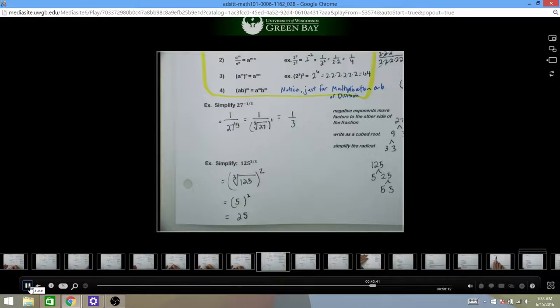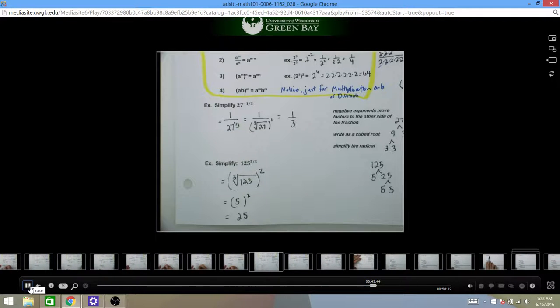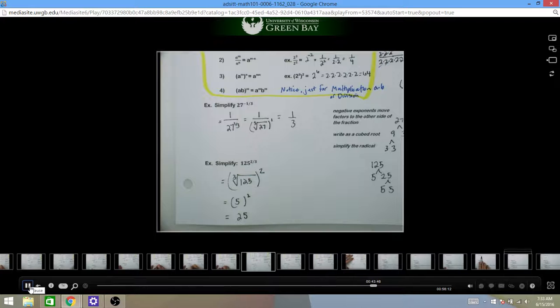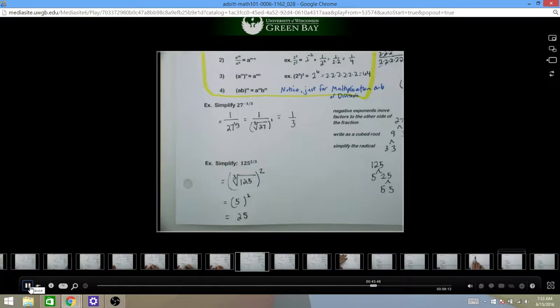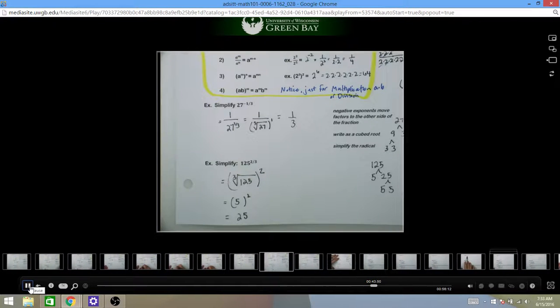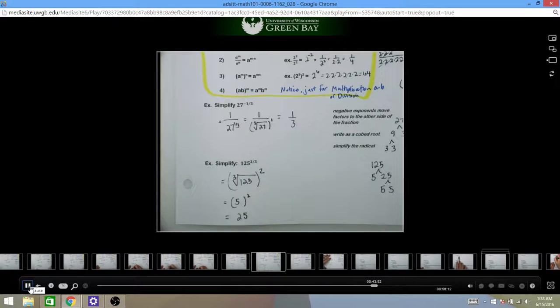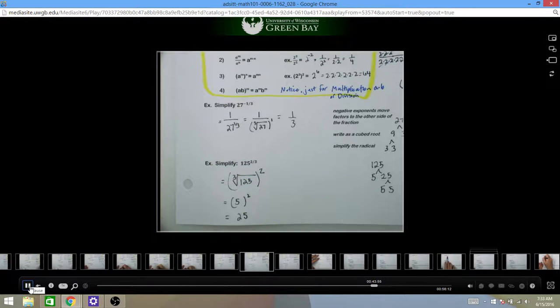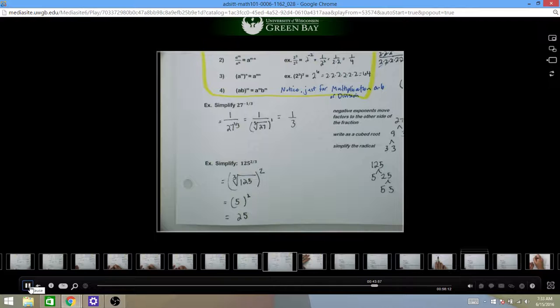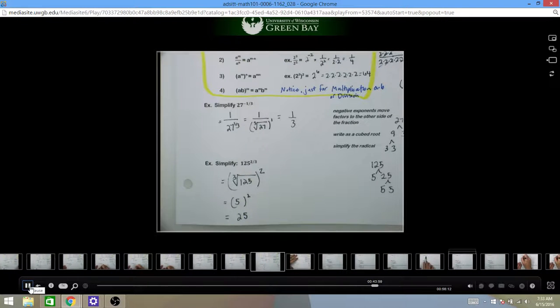So far we haven't used the definitions and properties we put in yellow. We just used the very top definition. I guess we put that in yellow too. The a to the m over n is the mth root of a to the m power. Well, I guess we did use this a little bit here. We'll try another one. Does anyone have questions?